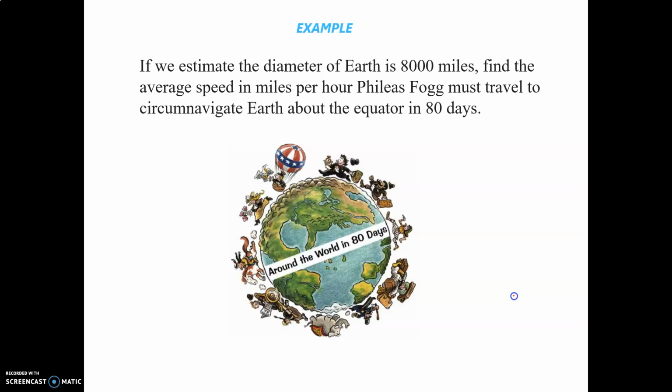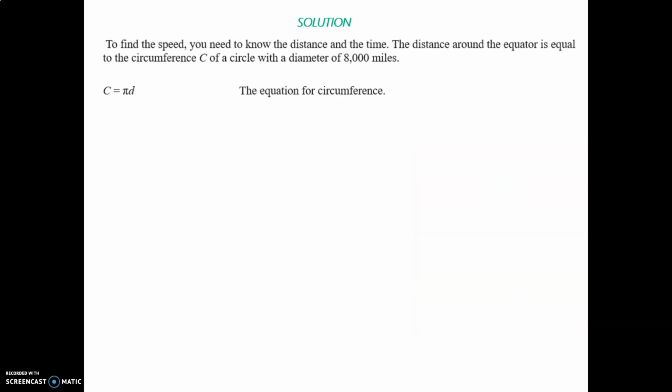Now this next problem is a little bit more complicated, and it's based on a book called Around the World in 80 Days, and they made a movie out of this also, and the main character was Phineas Fogg, and I think he went around the world in 80 days in a hot air balloon. If we estimate the diameter of Earth is 8,000 miles, find the average speed in miles per hour that Phineas Fogg must travel to circumnavigate, go around the Earth, around the equator in 80 days.